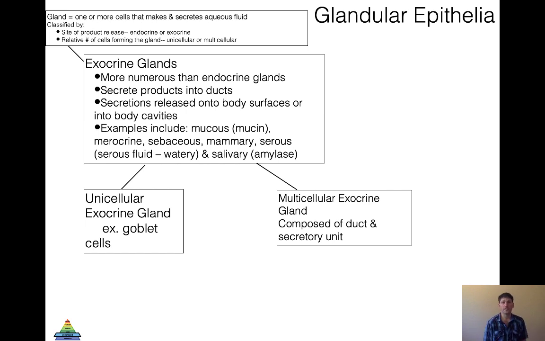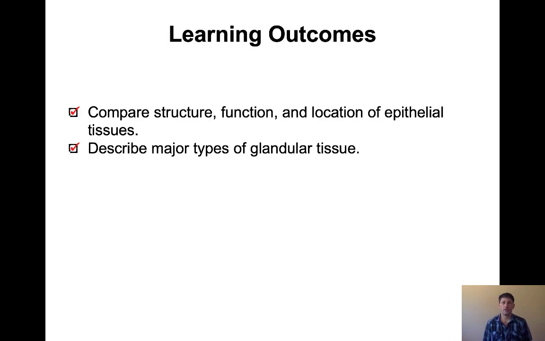Our multicellular exocrine glands then generally have a big duct. They have a secretory unit. There's all kinds of classifications on their shapes, but we're not going to get into that. So we've made it, and we have compared structure, function, location of all of our epithelial tissues and our glandular tissue. Way to hang in there.